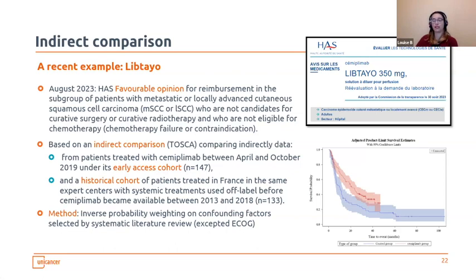The first arm is from patients treated with Libtayo between April and October 2019 under its early access cohort. And the second arm, the external control arm, was a historical cohort of patients treated in France in the same expert centers with systemic treatments used off-label before Libtayo became available, over the 5 years before the period of the early access cohort. The method was inverse probability weighting on confounding factors. The confounding factors were selected by systematic literature review, and some variables, such as ECOG, for instance, couldn't be considered.